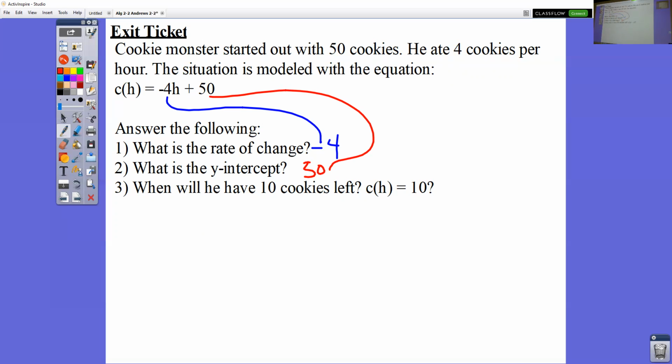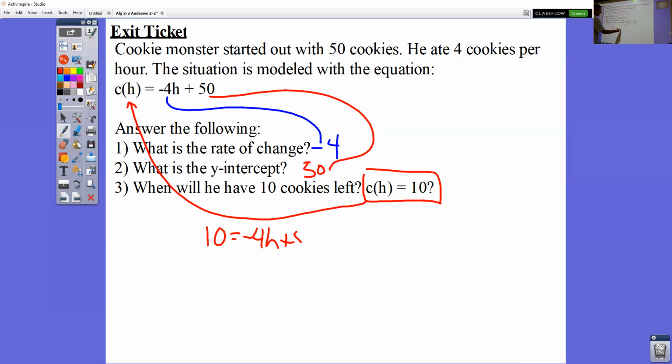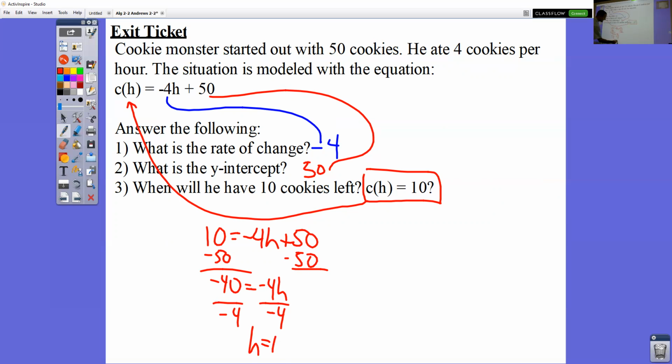When will he have 10 cookies left? Now notice how it's written, C of H equals 10. We're going to take that and sub it in right there in the equation. So instead of C of H equals, we're going to have 10 equals negative 4H plus 50. So minus 50, minus 50, so negative 40 equals negative 4H. Divide by negative 4, divide by negative 4, and you get that H equals 10. So after 10 hours, he would have 10 cookies left.